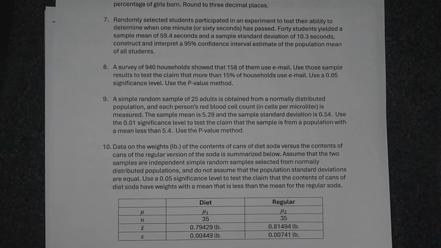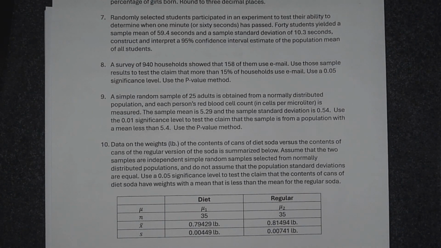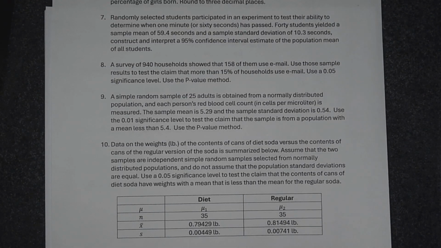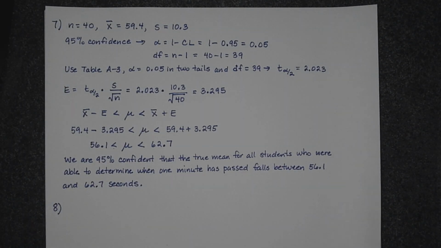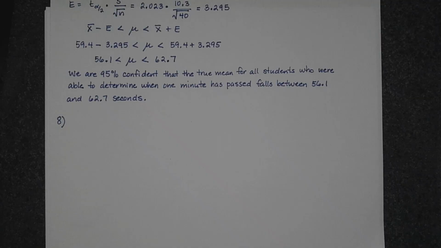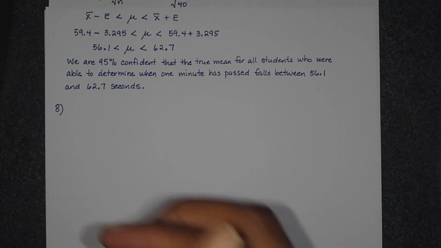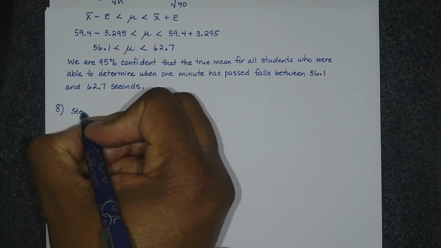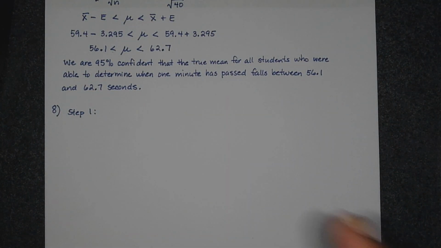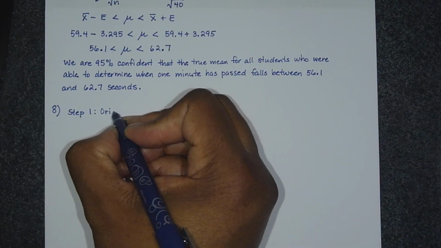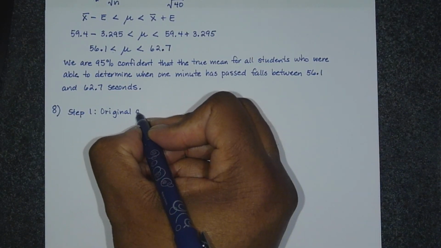Okay. Number 8. A survey of 940 households showed that 158 of them used email. Use those sample results to test the claim that more than 15% of households use email. Use a 0.05 significance level. Use the p-value method. So here we have to go through that 8-step procedure for testing the claim about a population proportion, because that's what this is.